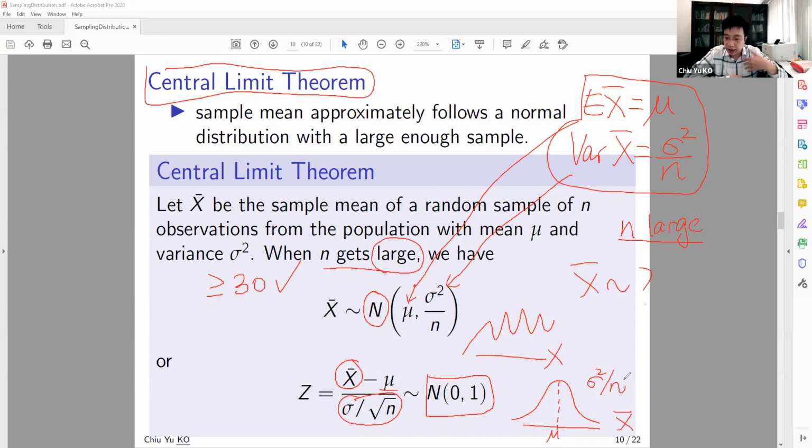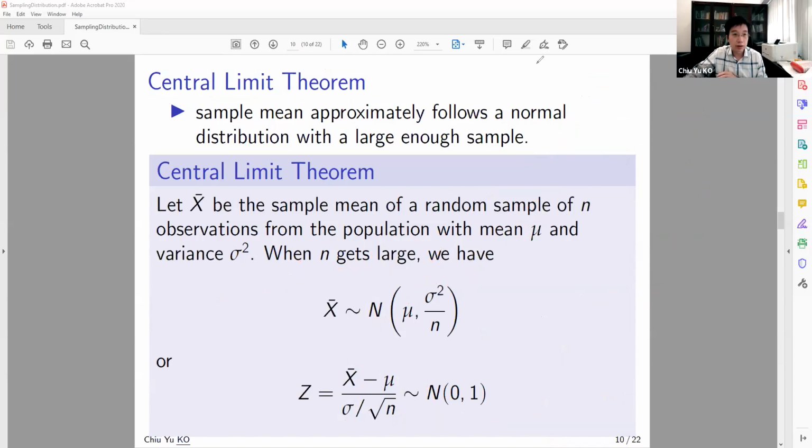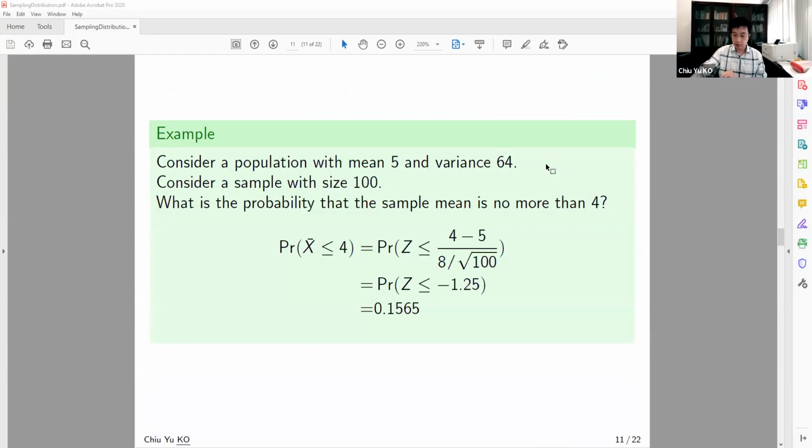Just repeat the statement: if the sample size gets larger and larger, the sample mean of the simple random sample will have a normal distribution, with, of course, the population mean as its mean, and the variance will be 1 over n of the original population variance, okay? That is the key thing.